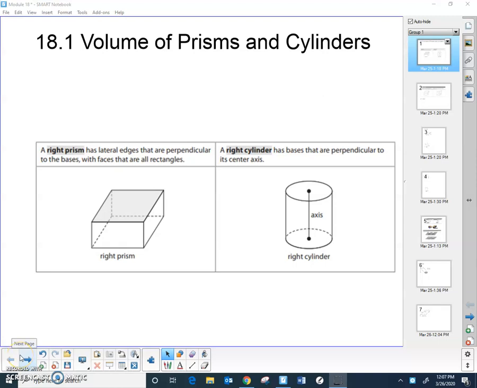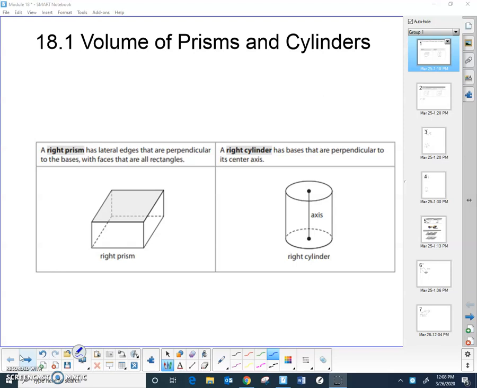All right, welcome back. We are going to switch gears and finish out the year doing stuff that's hopefully a little bit more familiar to you, volume and surface area. So we're going to start with volume today. We are going to talk about prisms and cylinders.